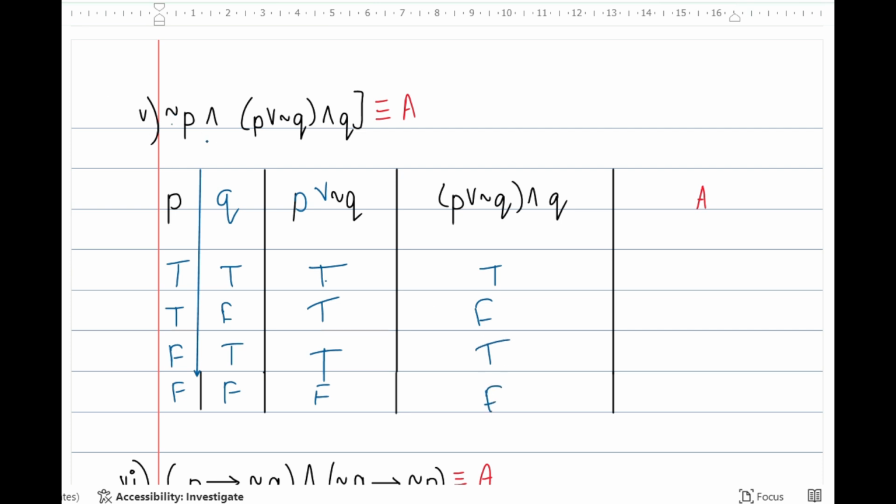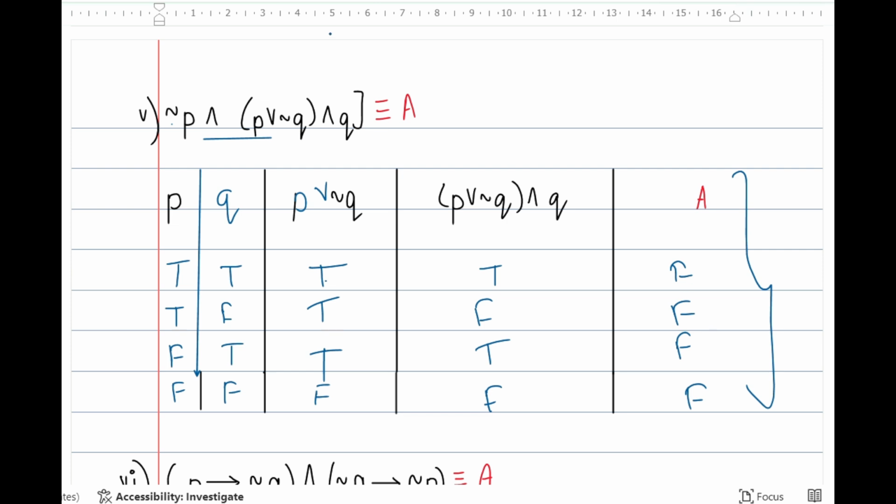आपको नेगेशन ऑफ P एंड ये पार्ट देखना है, राइट? नेगेशन ऑफ P इज F. F and T, F. T and F, F. F and T, F. F and F, F. So this here y'all is a contradiction.